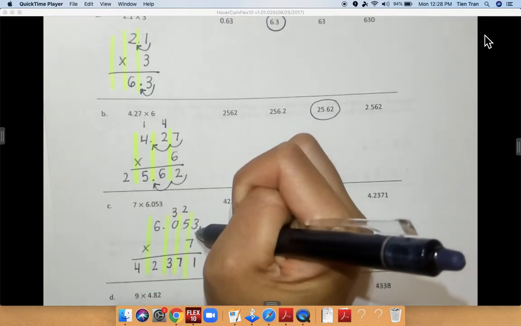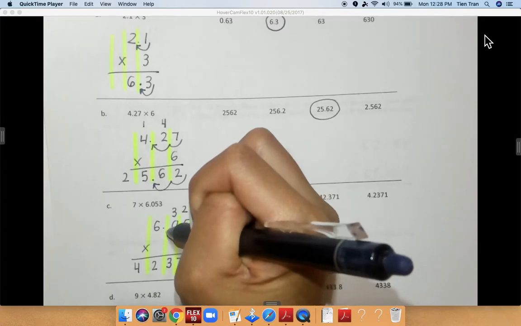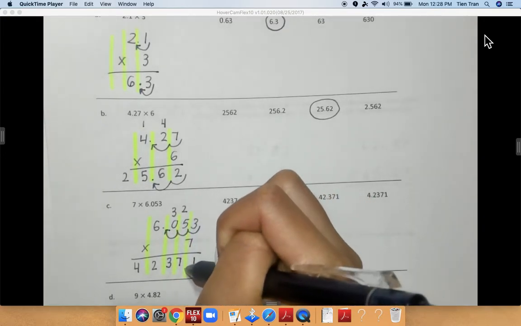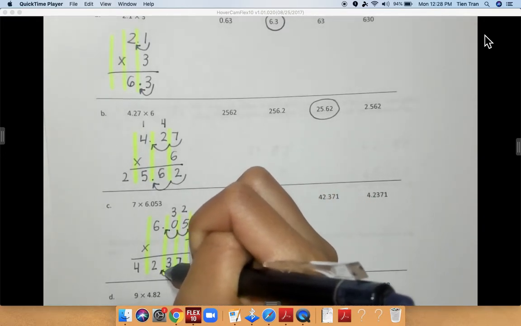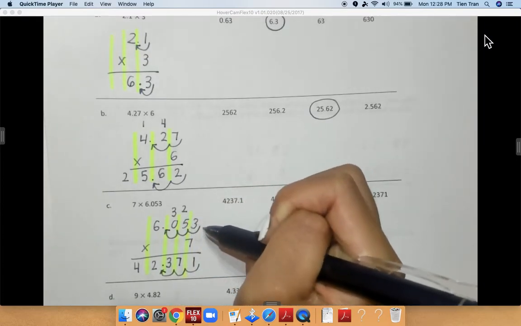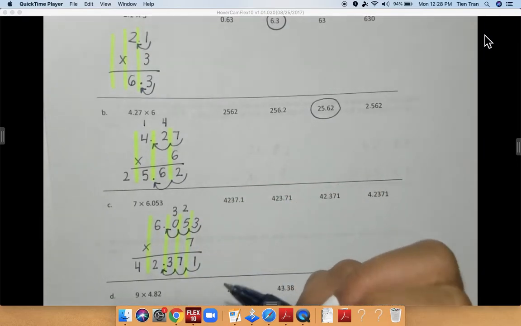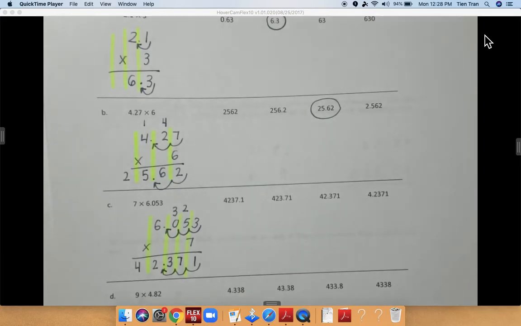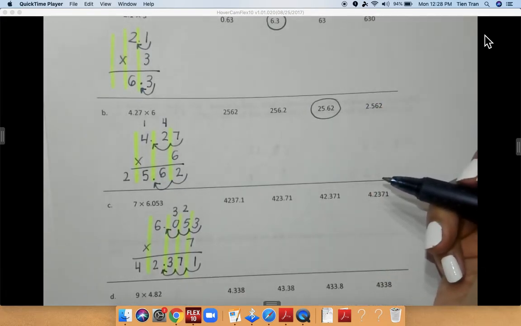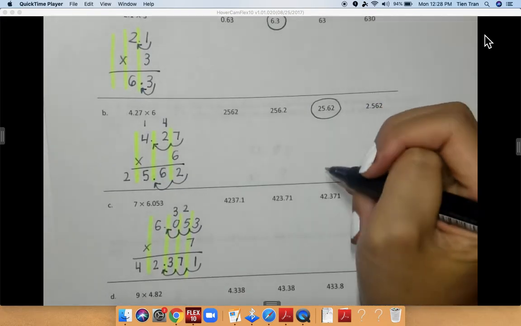I'm going to move my decimal over 1, 2, 3 times. Okay, so 1, 2, 3 times. What I do to the decimal number, I need to do the same thing to my decimal answer. So I have 42 and 371 thousandths.